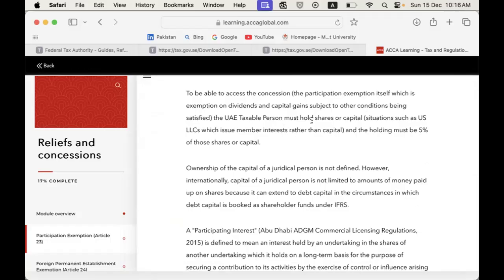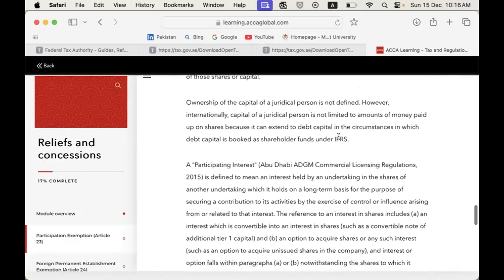The UAE taxable person must hold shares or capital, with situations such as US LLCs which issue member interests rather than capital, and the holding must be 5%. So, in certain US corporations, the word capital may not be used. That is why ownership interest, in easier words, is the criteria.